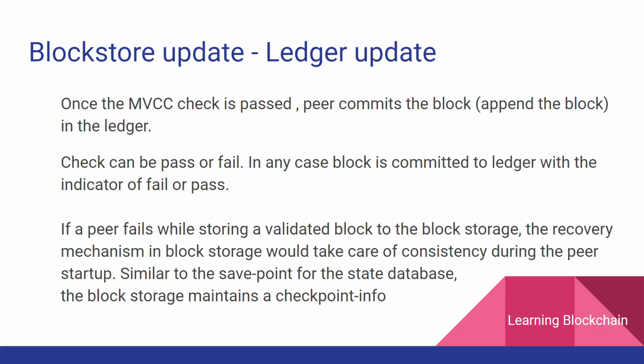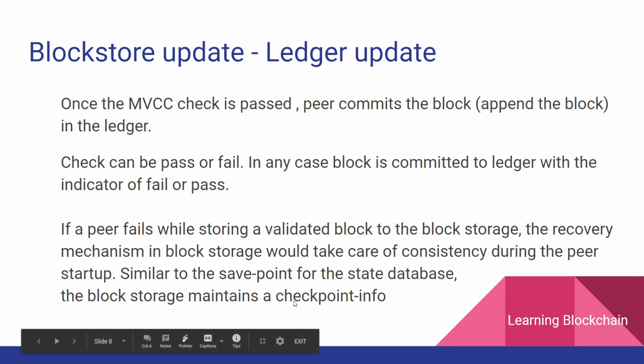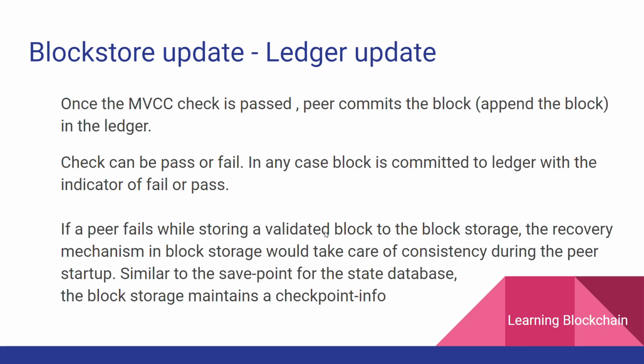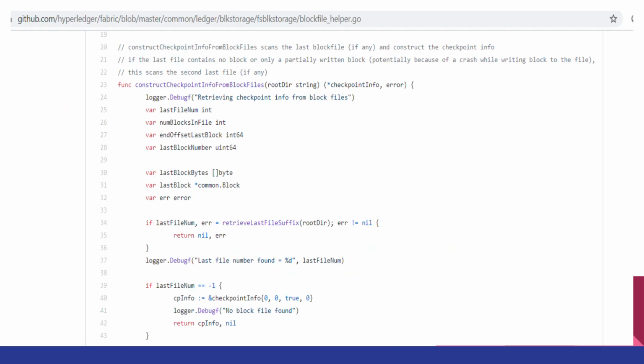But for the block store, for the ledger data, they maintain a separate index, a separate piece of information, as a checkpoint info. You can see the last word of the slide, that is the checkpoint info. So checkpoint info is internally maintained by this particular block storage, the ledger data. If you want to know more about this checkpoint info, let us go to the next slide.